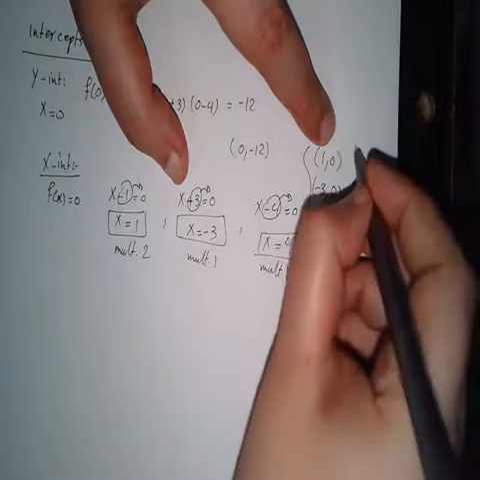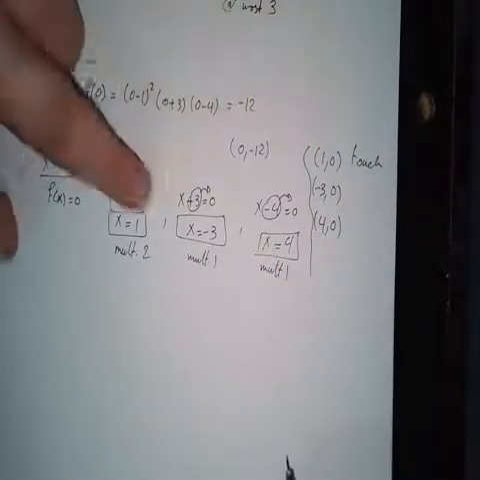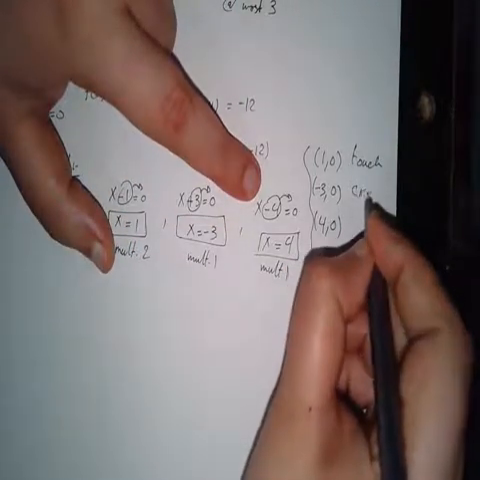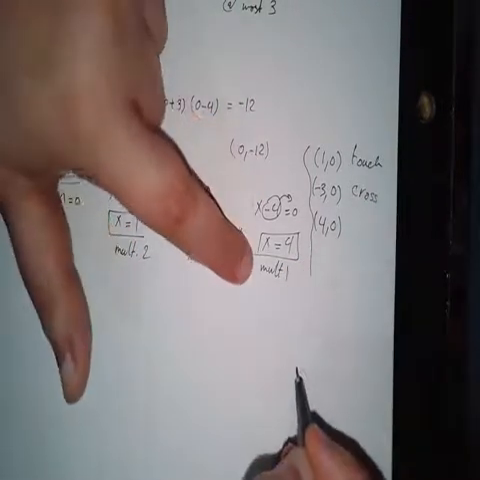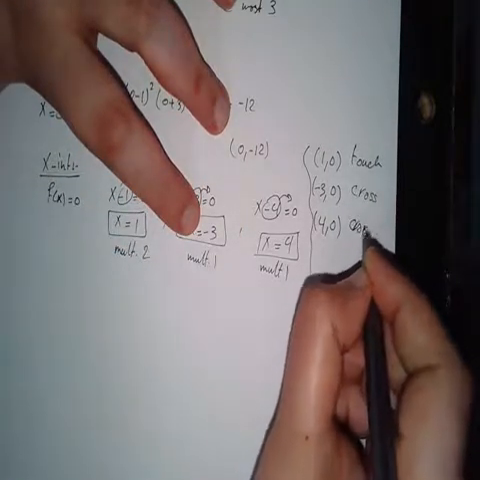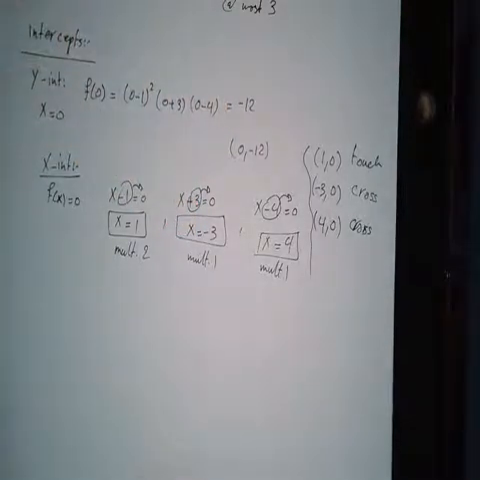That means it's going to touch it, right? Over here we have a multiplicity of 1. That means it's going to cross it. And over here we have a multiplicity of 1, which means it's going to cross it. Okay? So far so good?